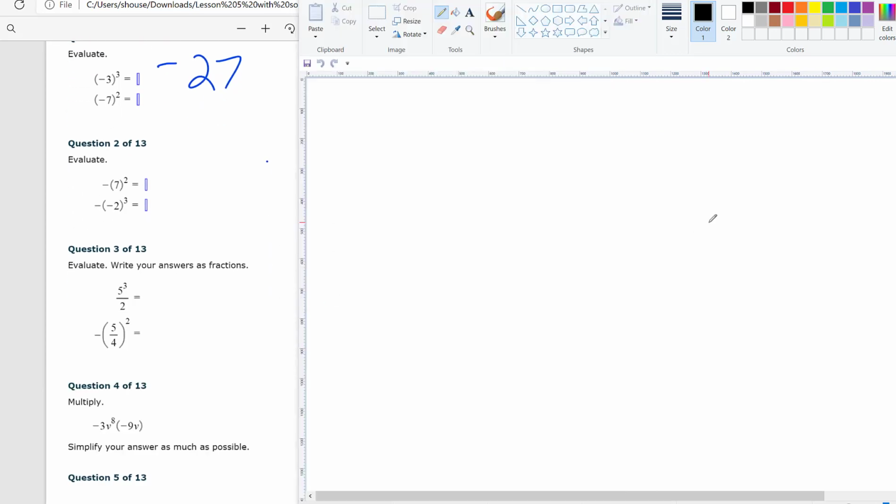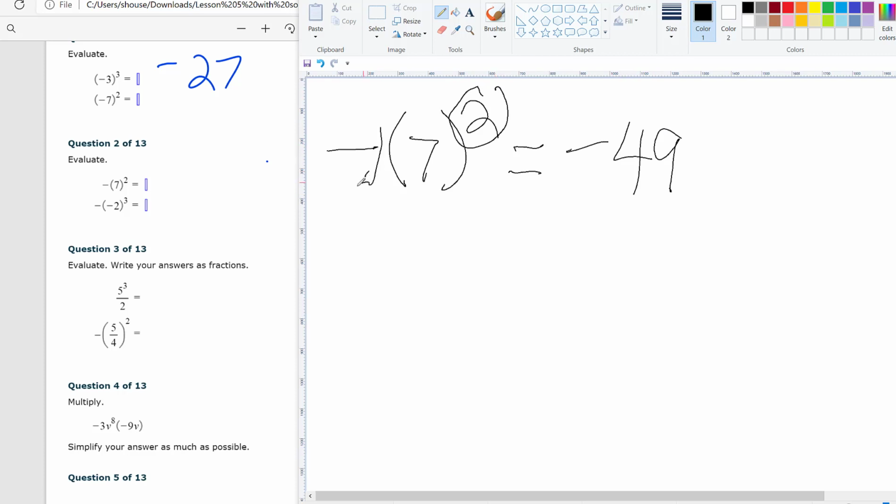So if you see parentheses, you have to be sure you enter parentheses in your calculator. Number 2, evaluate the opposite of 7 squared. Now again, if you put it in the computer or the calculator, you have to enter it just like you see it. That's going to come out to -49. And that's because this 2 doesn't apply to this sign because it's not in the parentheses.